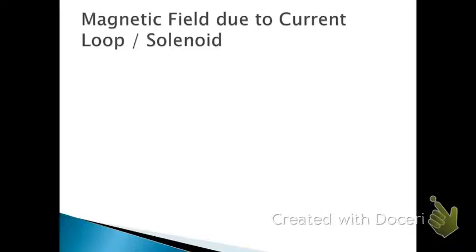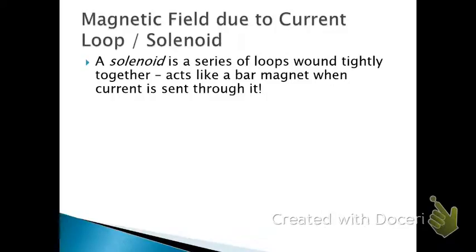Now, wires don't only exist in a straight form. Sometimes they exist in what's called a solenoid. Now, a solenoid is just a series of loops of wire.